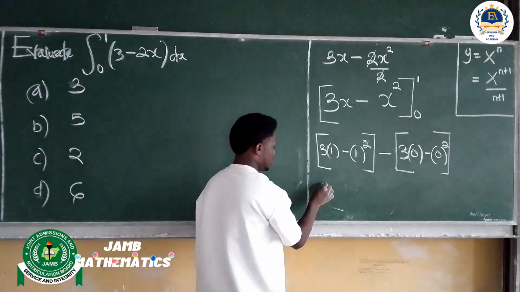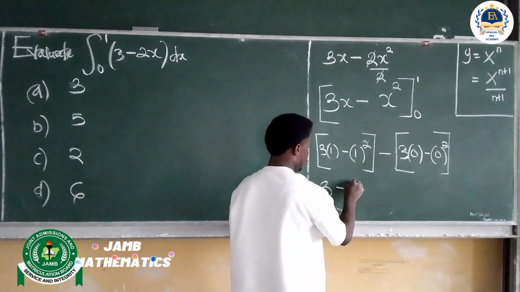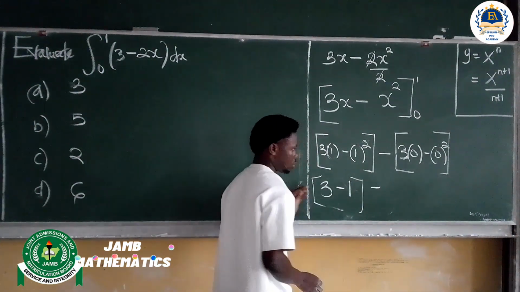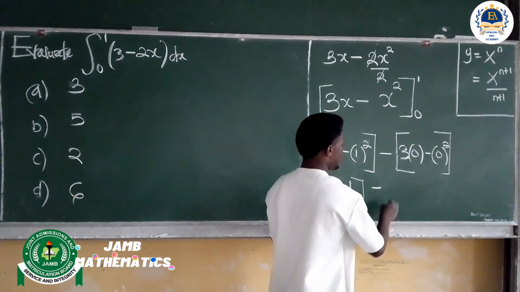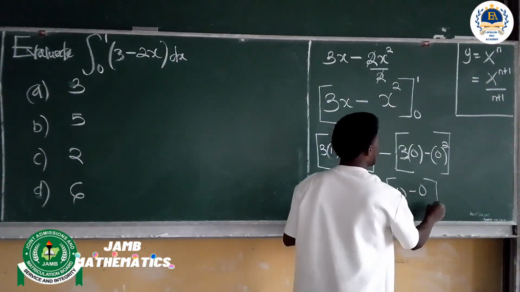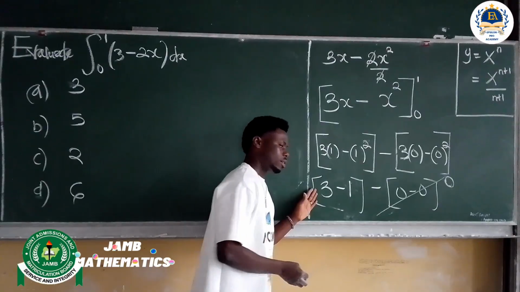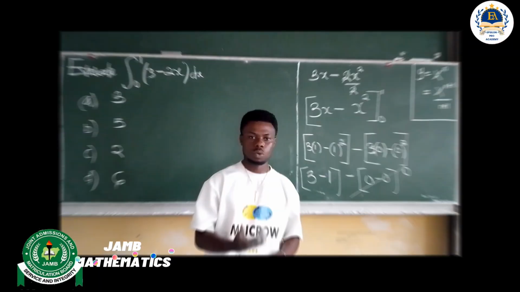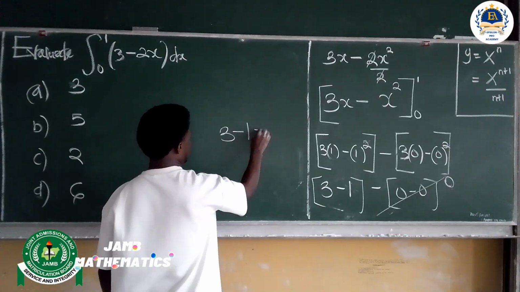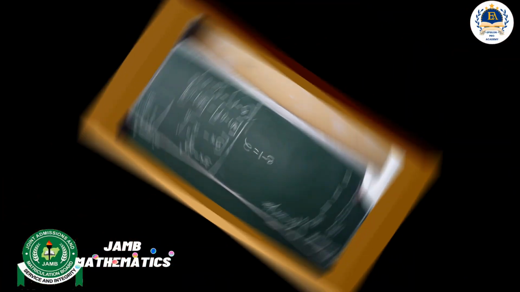Okay, so 3 times 1 is 3, minus 1 raised to the power of 2 is 1. Minus, 3 times 0 gives 0, and 0 raised to the power of 2 is 0. So everything here becomes 0. We are left with just the first bracket, and in this bracket we are having 3 minus 1, which is equal to 2. So the correct option on the board is option C.